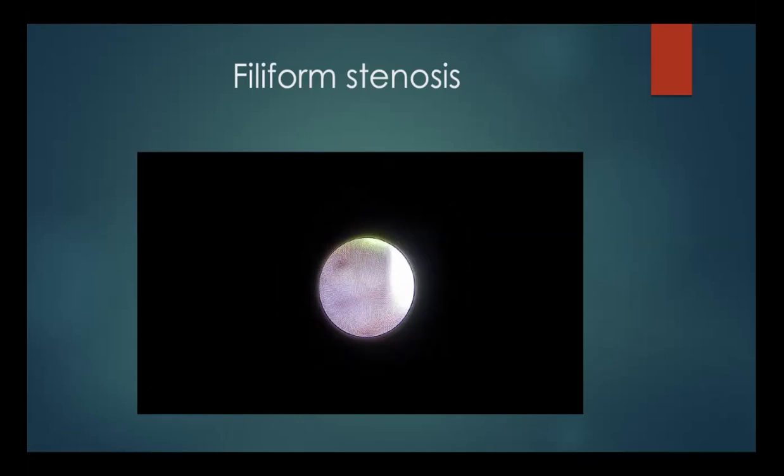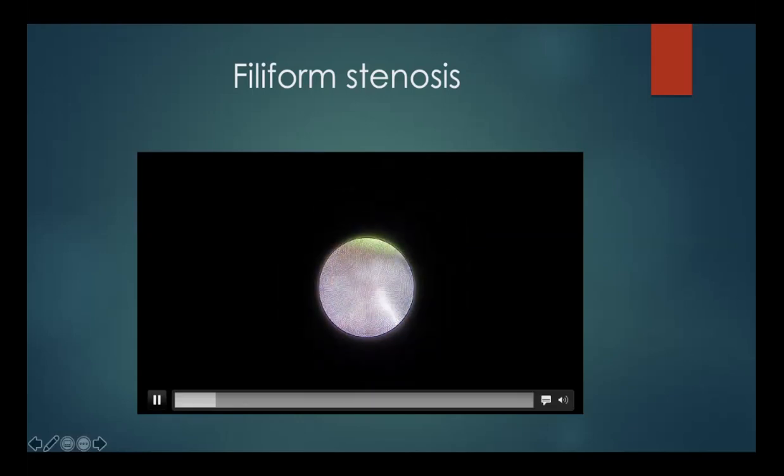You can see the web strictures on your right. We are trying to advance the scope with much difficulty, and you'll be able to see the web-like strictures right here, and you can see a lot of mucus plugs that go along with that. So on your right would be the web, and you can see the web right there.